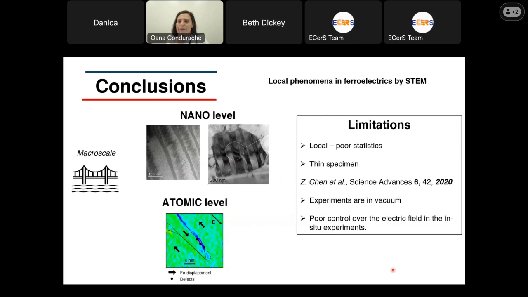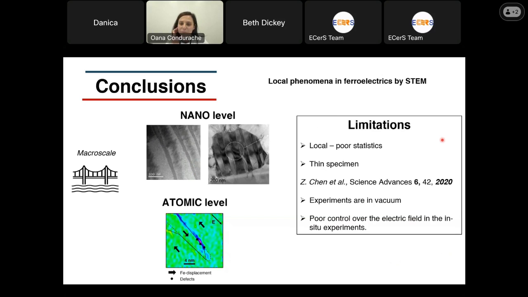Okay, and with this, I would like to conclude. I think that STEM is a good technique to bridge the macro scale and the atomic and nanoscale mechanisms. However, because I did not talk a lot about sample preparation and about the experimental setup, I'd like just to mention a few limitations. So first of all, it's a local technique, and this is good because this was our intention in the first place.